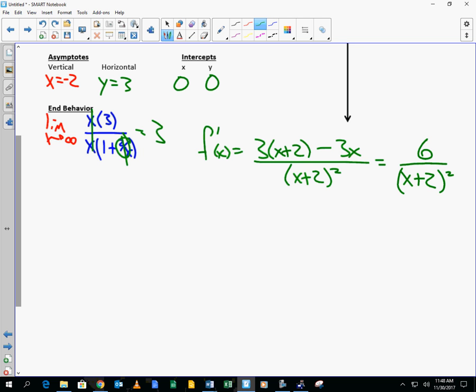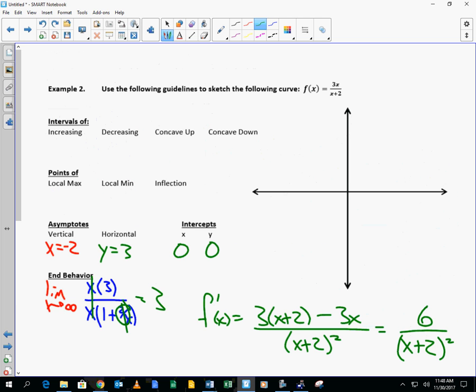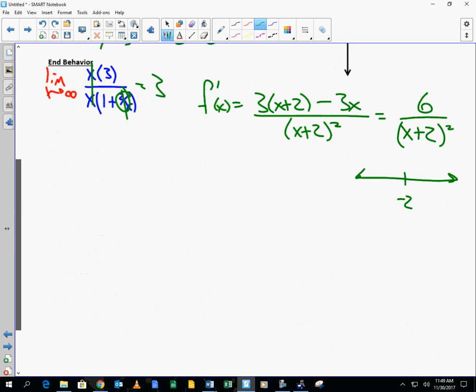Is the top ever equal to 0? Is the bottom? Where? Is negative 2 part of the domain? No. What is the only number I cannot plug into the function? Negative 2. So is negative 2 part of the domain? So it's not a critical point. However, it could change from positive to negative there, so we have to include it in our testing.